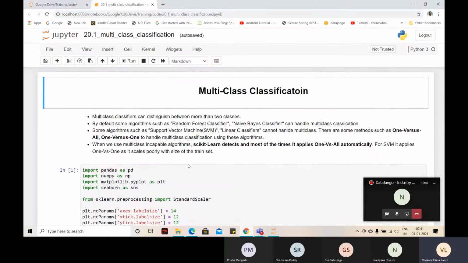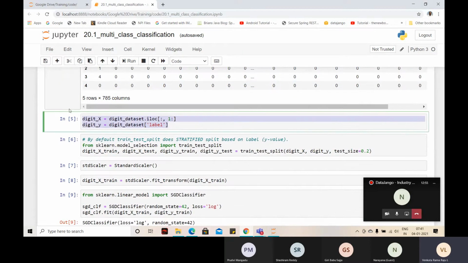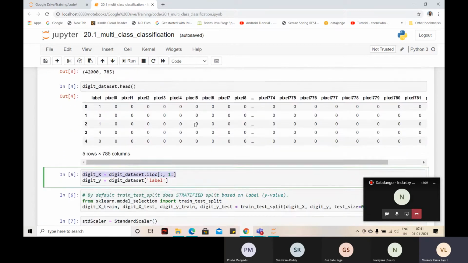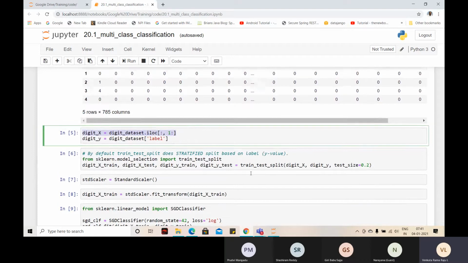If you look at this data set, all the labels are there, and I have taken the same labels, whatever is given in the data set. I have taken those labels as the y variable instead of converting them into binary class. Okay, and I am going to build a model. So let me show you the code first, and then we'll go into theory.